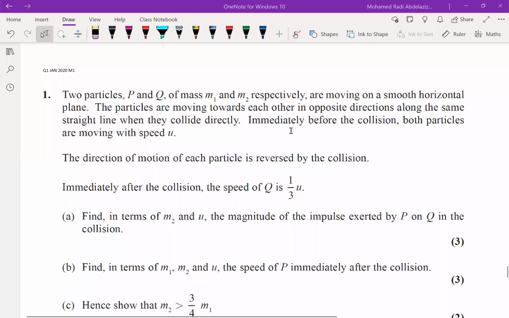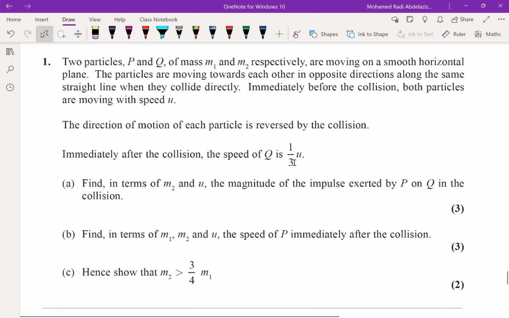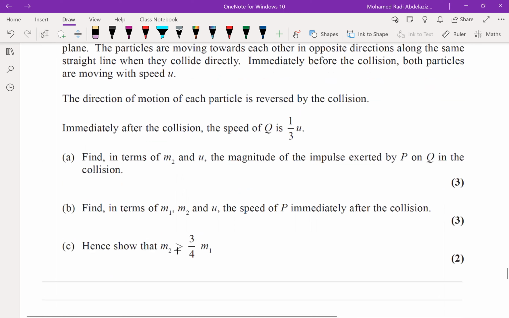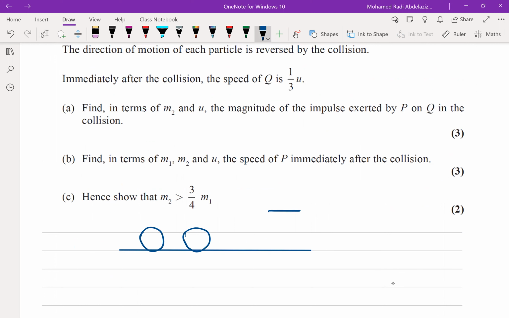Hi guys, in this tutorial I'm gonna solve question number 1, Jan 2020 M1. Two particles P and Q of mass M1 and M2 respectively are moving on a smooth horizontal plane. Particles are moving towards each other in opposite directions. So it's better to show which will be the positive direction and which will be the negative. You have to know which is moving in the positive direction and which in the negative direction. If we use this as the positive direction of motion.